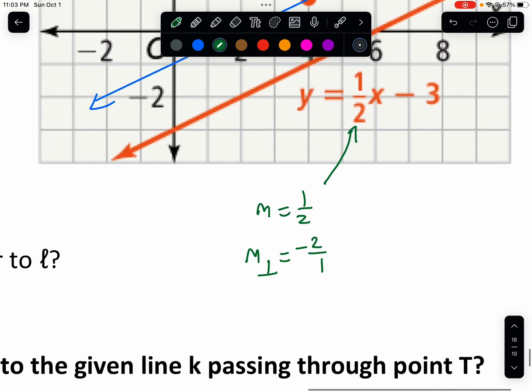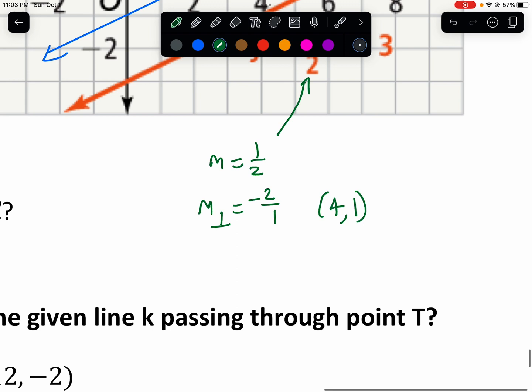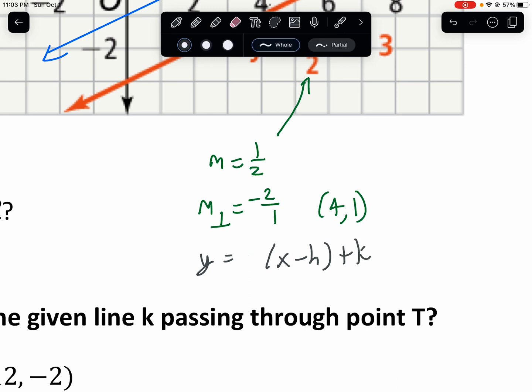So we know our slope, and it's going to go through point P. So I'm going to write down the coordinates of the point, (4, 1). Let's go ahead and write down the equation. y = m(x − h) + k. And I'm going to replace them piece by piece. m gets replaced with −2/1. Oh, let me change that color to green. −2/1. h gets replaced with 4. And k gets replaced with 1, because that's our y-coordinate.